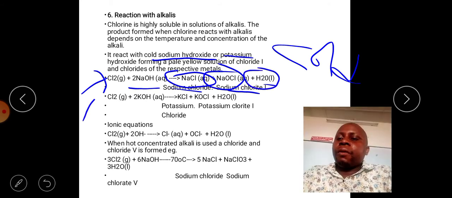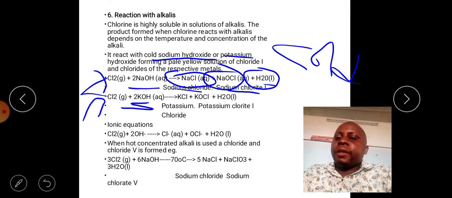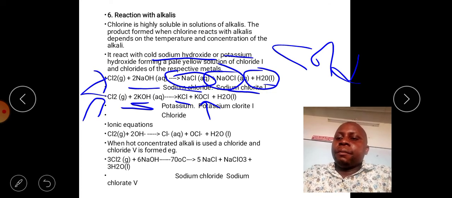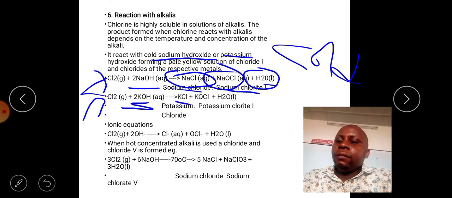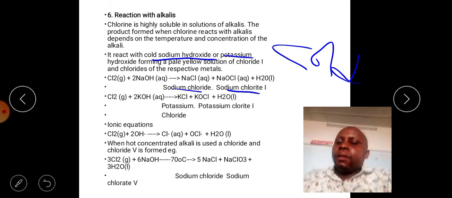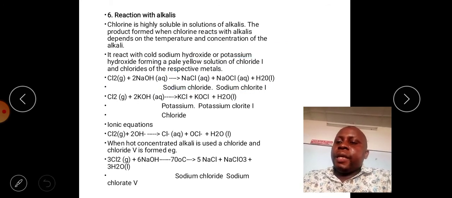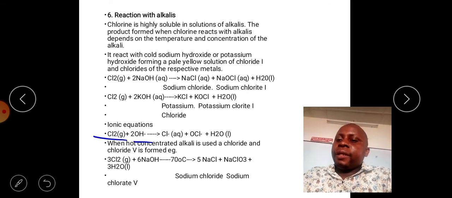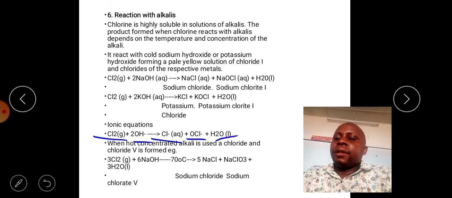Similarly, when chlorine gas reacts with potassium hydroxide, it forms potassium chloride, potassium chlorite 1 and water. Okay? Good. So we can say here that the chlorine gas reacts with the hydroxide ions, that is the ionic equation, and this forms the chloride ions, chlorite 1 ions and water.